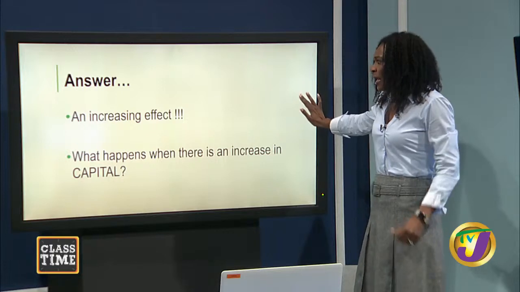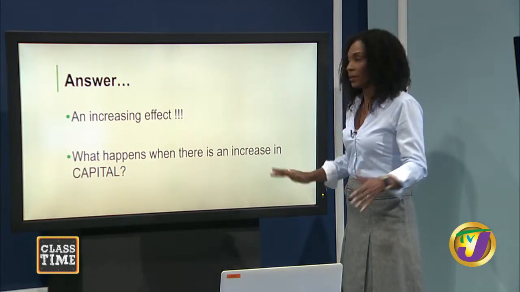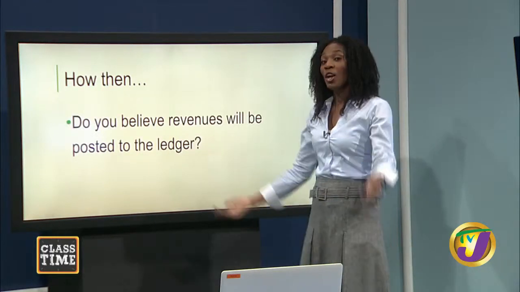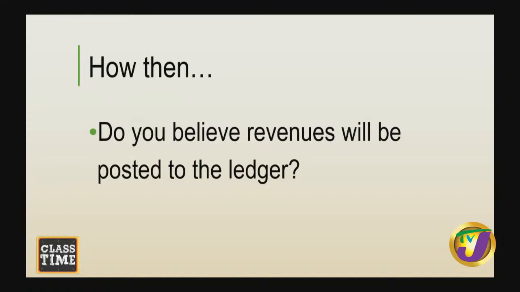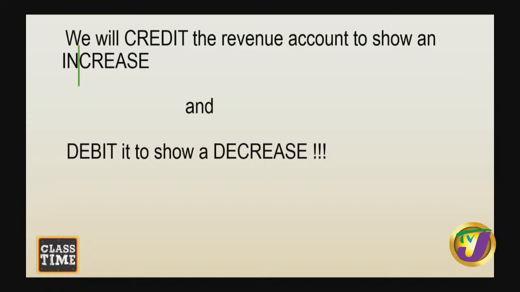Now, what happens when there's an increase in capital? What do we normally do to the account? We normally do what? Come on, students. We normally credit the capital account. Therefore, students, likewise, when it comes to revenues, what do you think we're going to do when posting it to the ledger? Will we credit or will we debit when there's an increase? Now, we will credit the revenue account to show an increase and debit it to show a decrease. Hold it. Don't let it go.